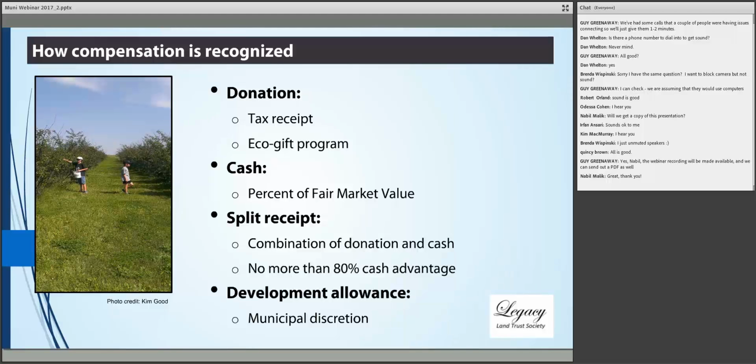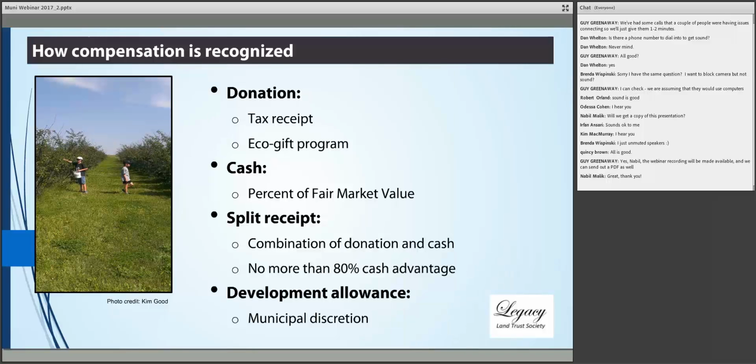I don't think I know a land trust, at least in this country, that could ever pay up to 80%. So generally it's the reverse. For most of the split receipts I know that happen in Alberta, landowners are receiving upwards of maybe 20-25% in cash, and then the rest would be in donation.